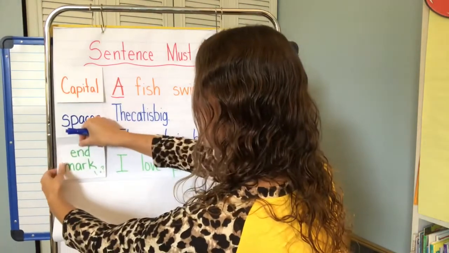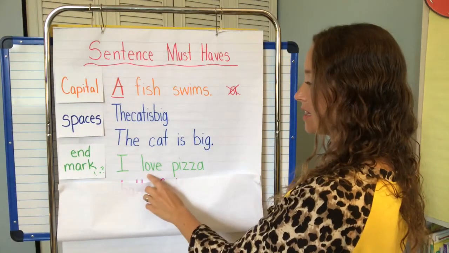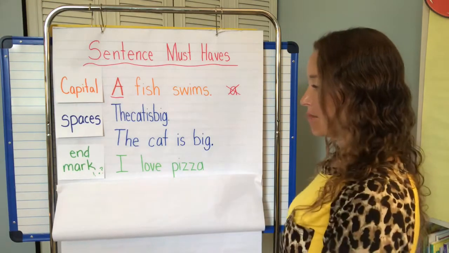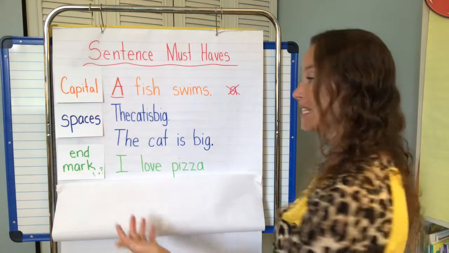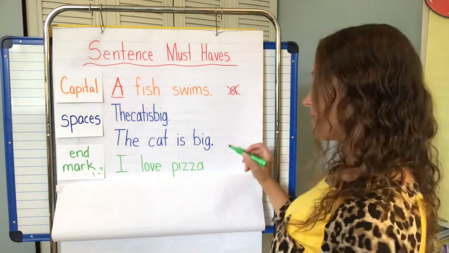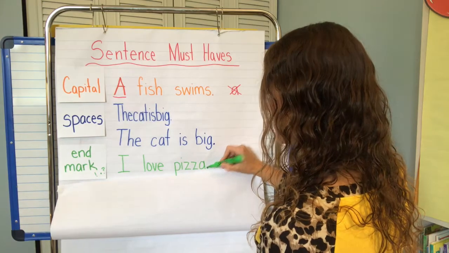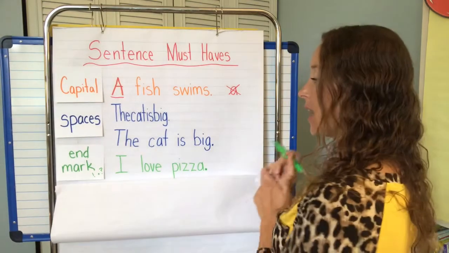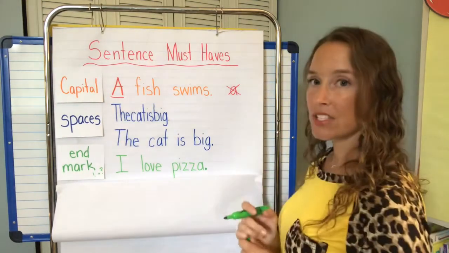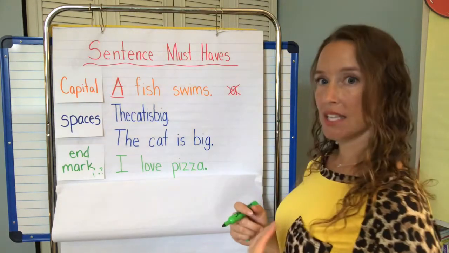All right, so I put end mark right here. So I pre-wrote the sentence, I love pizza, but I'm missing something. I didn't put my end mark in. Let me get my green marker. So I'm going to put a period at the end because that's the end mark that I need for this sentence, okay? So I love pizza, period. That lets your reader know it's time to stop and take a breath before they go on to the next sentence.